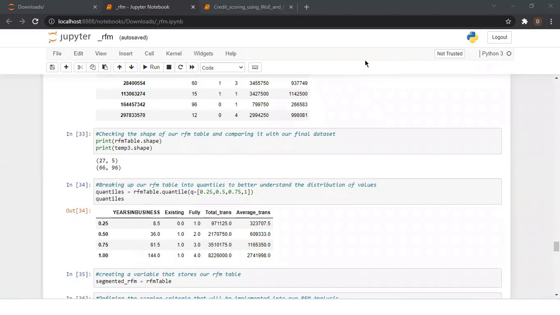Obviously, a customer who is frequently defaulting on payments is riskier than a customer who seldom or rarely defaults on loan repayment. So the second is frequency of default. And the third is monetary.